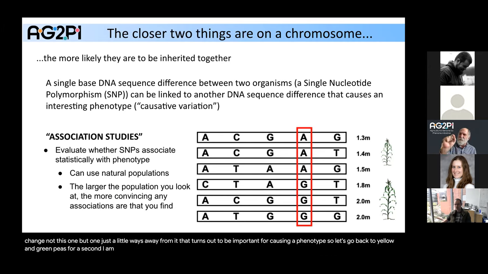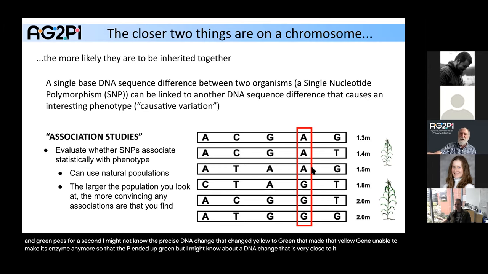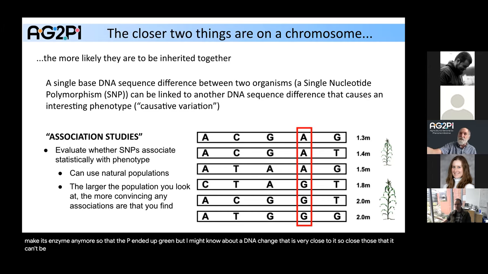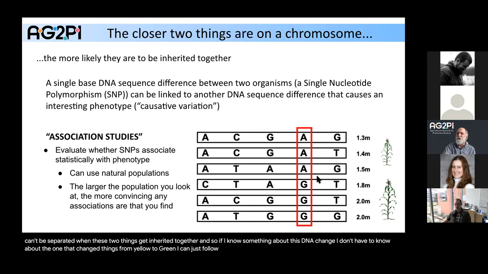I might not know the precise DNA change that changed yellow to green, that made that yellow gene unable to make its enzyme anymore so that the pea ended up green. But I might know about a DNA change that is very close to it, so close that it can't be separated when these two things get inherited together. And so if I know something about this DNA change, I don't have to know about the one that changed things from yellow to green. I can just follow something that's so close to it that it almost serves as a proxy, as a substitute.